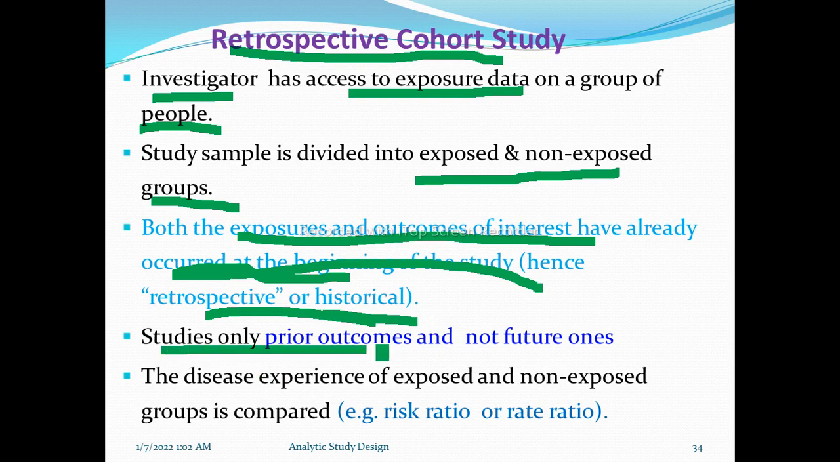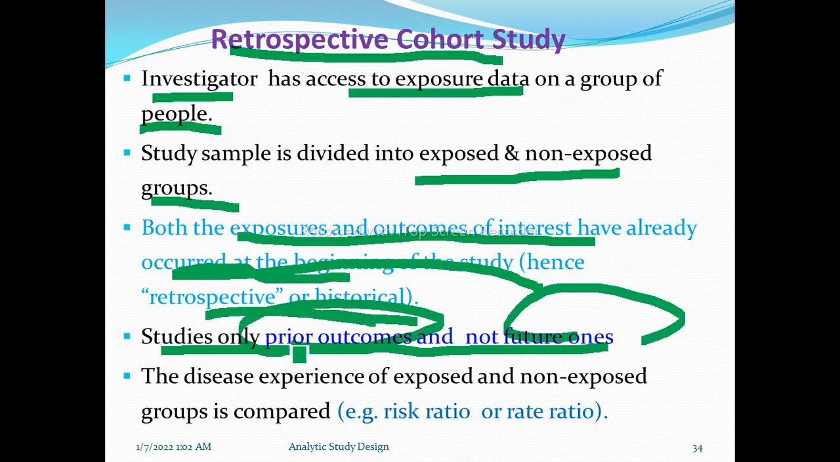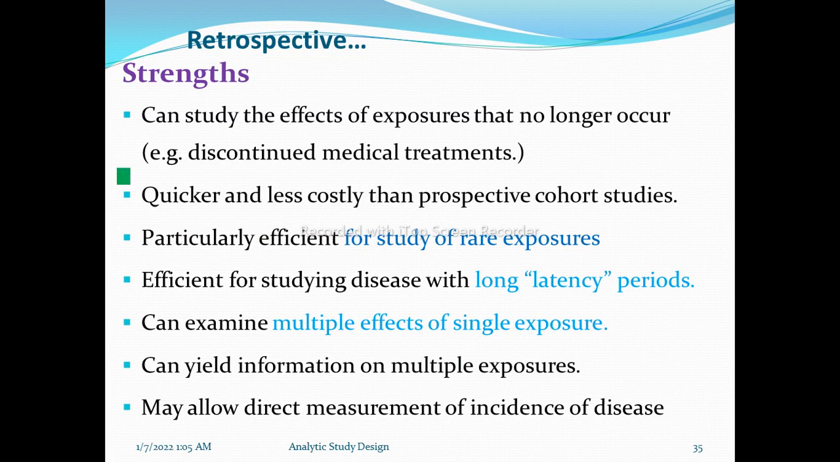So studies only past outcomes and not future ones. Future outcomes are for prospective, past outcomes are for retrospective. The disease experience of exposed and non-exposed groups is compared using risk ratio or rate ratio. All characteristics of prospective and retrospective cohort design are similar except this difference, and for some other additional differences they are similar. How to perform is similar.